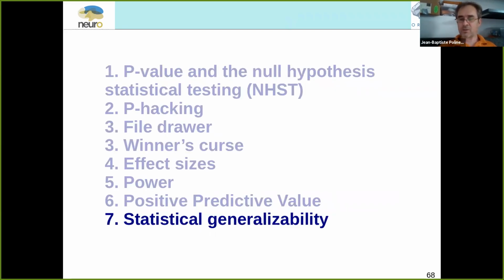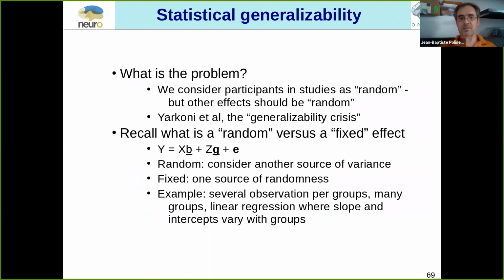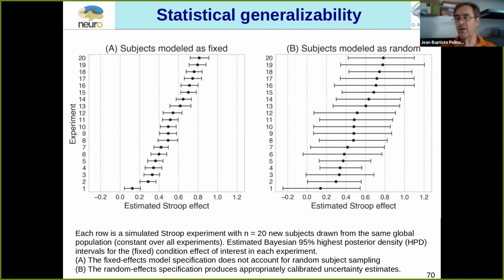And the last point, which I think I went over very, very quickly, is statistical generalizability. That's really the point that Tal Yarkoni makes in his generalizability crisis paper, which I should have cited, and which I will. It's basically saying, hey, if you model things with random effects versus fixed effects, you have a very different estimation of the intervals, of a confidence interval.